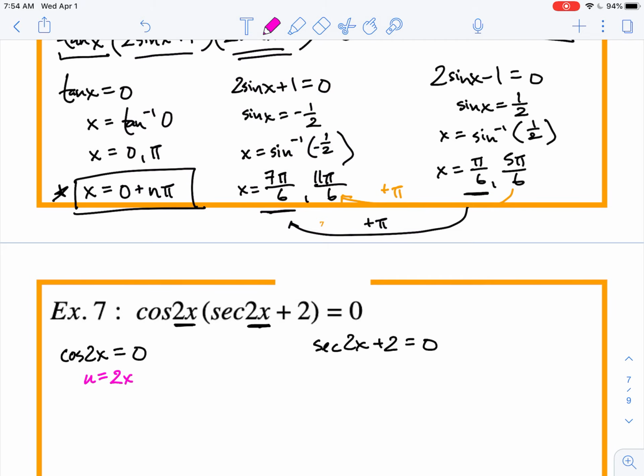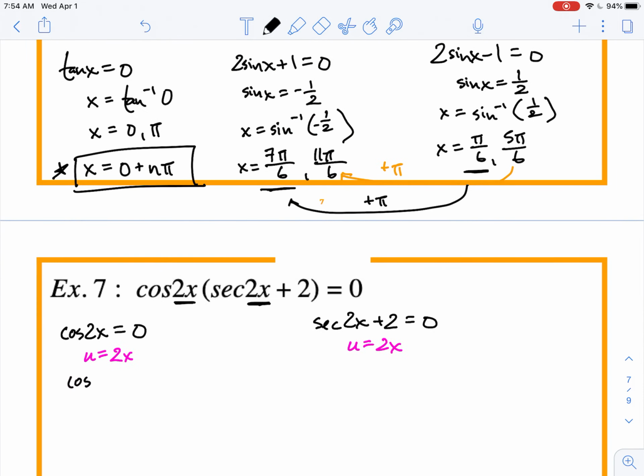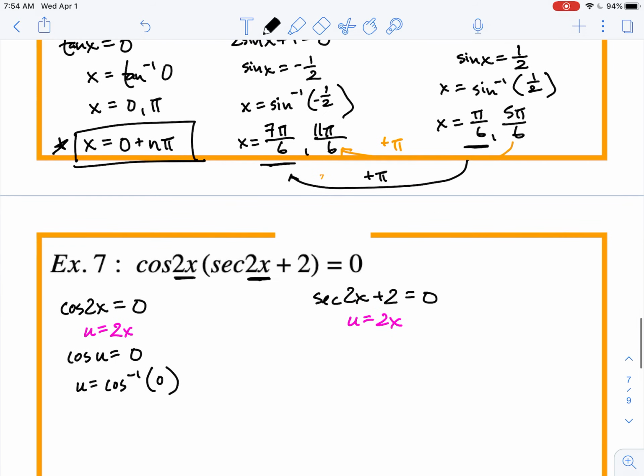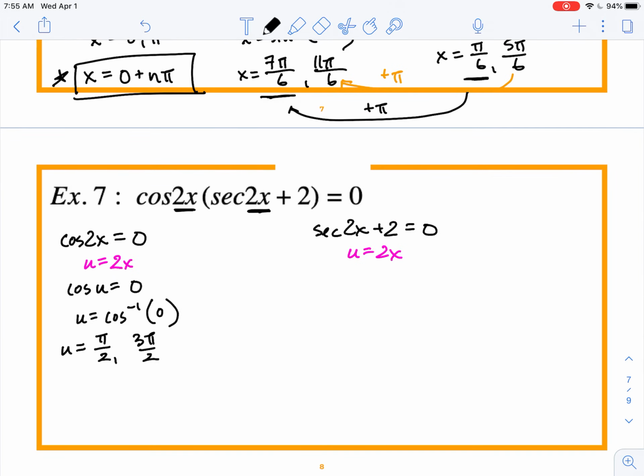I'm going to use the idea of the u substitution. So u is going to be 2x here, u is going to be 2x here. And let's see where that takes us. Cosine u equals 0. Or u equals arc cosine of 0. And so where on our unit circle do the angles have an x value of 0, and we get pi over 2 and 3 pi over 2.